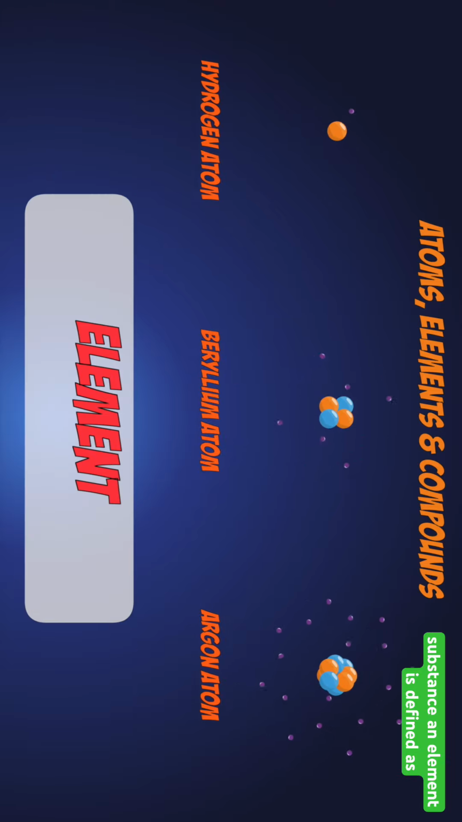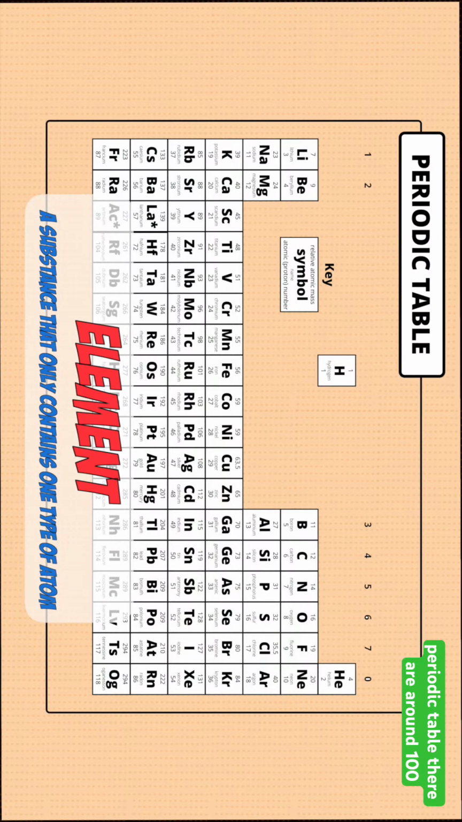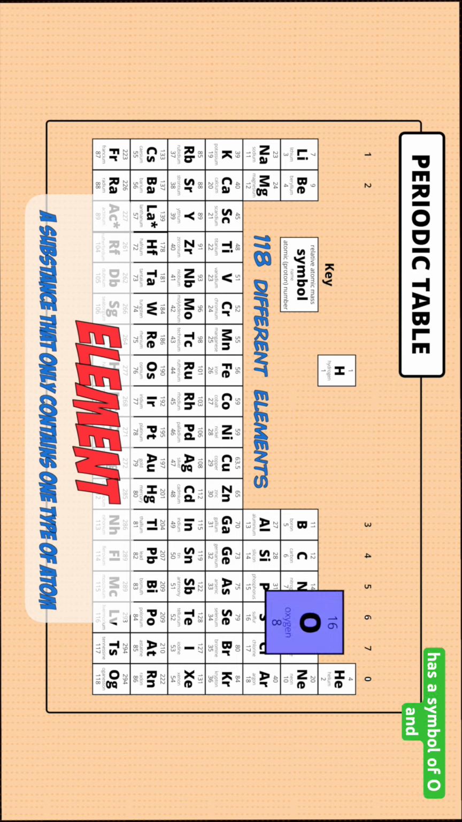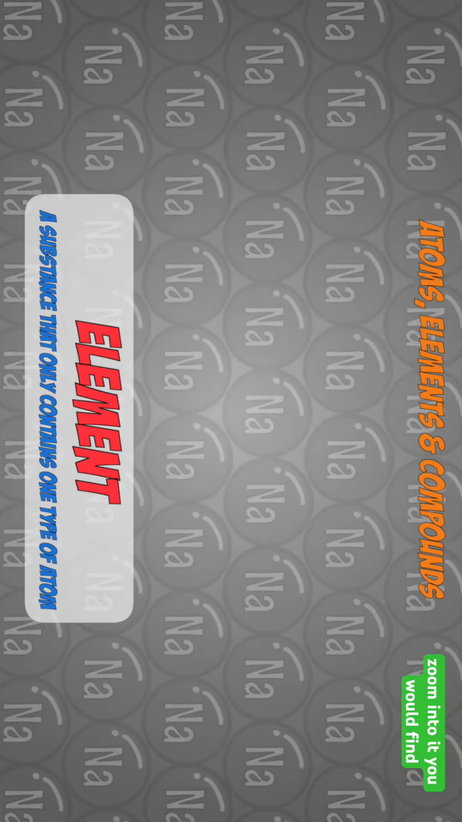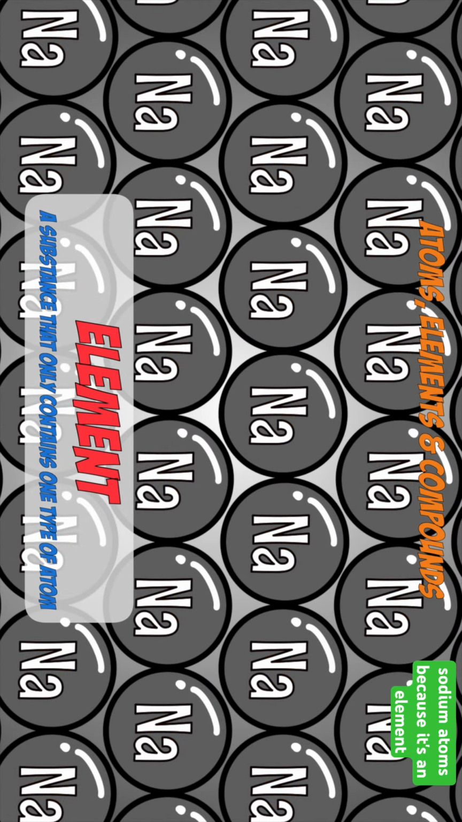An element is defined as a substance that only contains one type of atom, and every single element can be found in the periodic table. There are around 100 discovered elements and each one has a chemical symbol. For example, oxygen has a symbol of O and sodium has a symbol of Na. So if you had a block of sodium and you were to zoom into it, you would find that it's only made out of sodium atoms because it's an element.